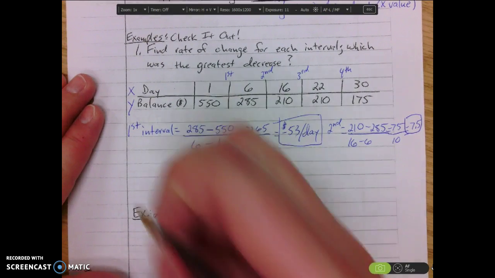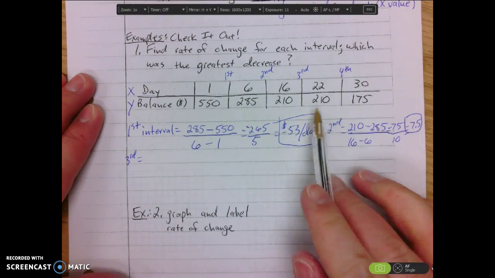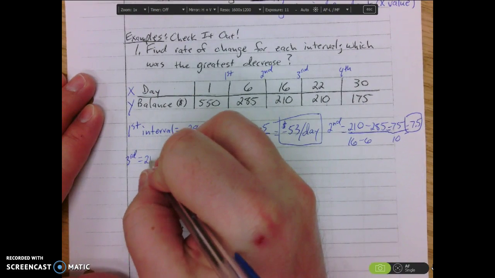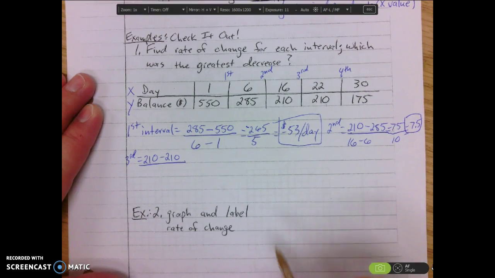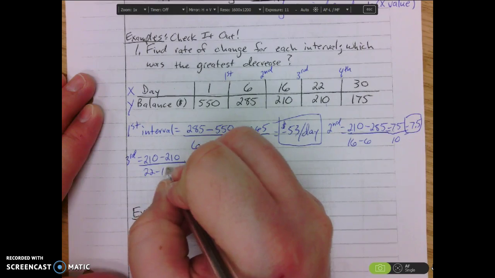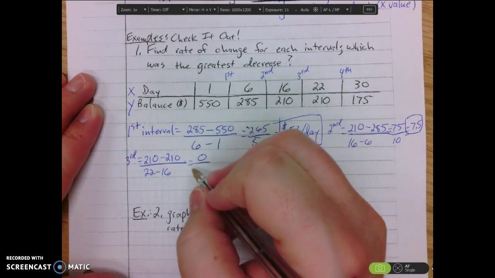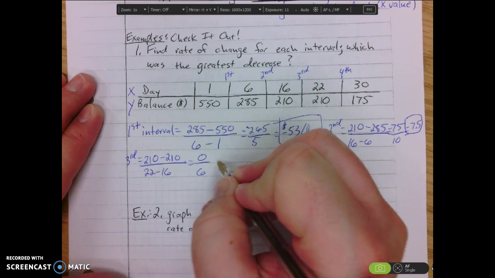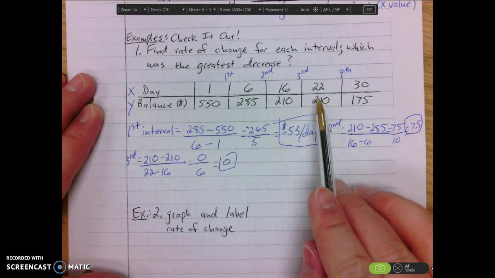Okay. So third interval, we're going to do the same exact type of math here. Third would be 210 minus 210, pretty easy math there. Divide that by 22 minus 16. And you get 0, of course, on top. On the bottom, 22 minus 16 is 6, which is just 0. So it went down $0 per day there. Obviously makes sense. The amount didn't change.